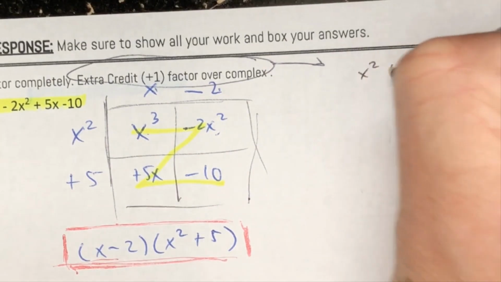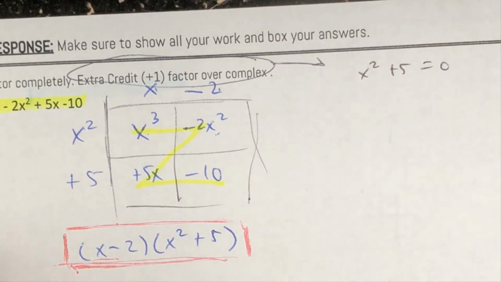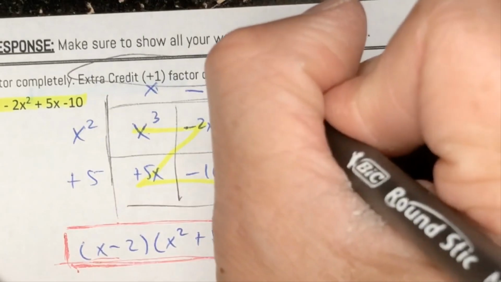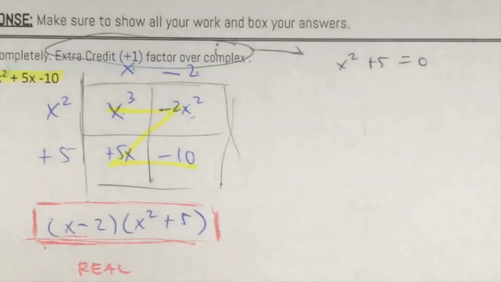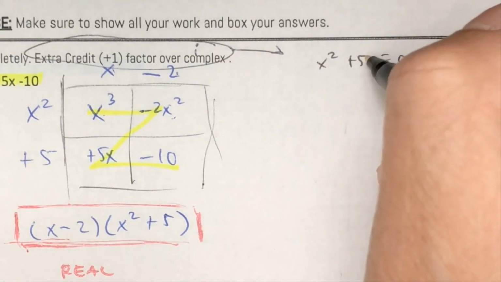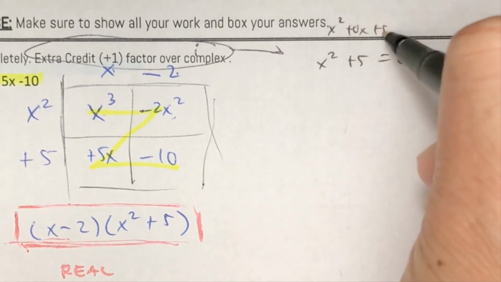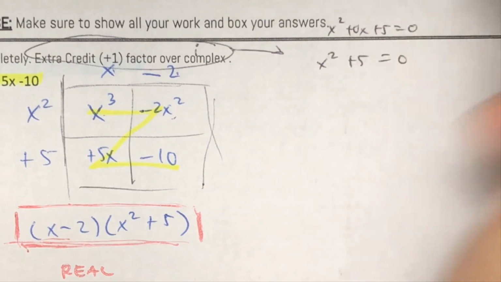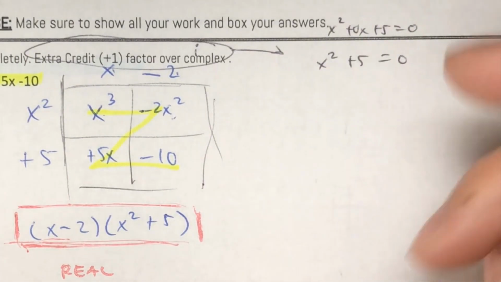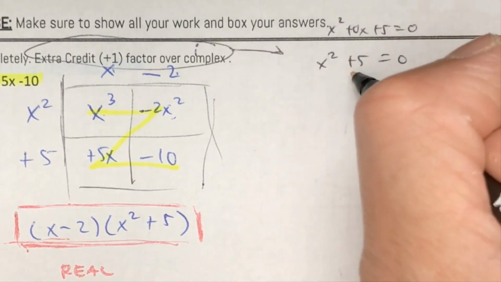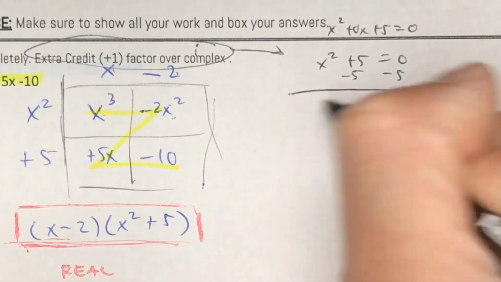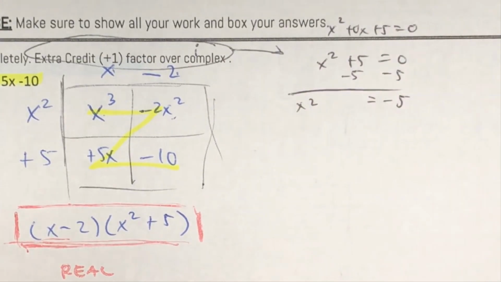So x squared plus 5 equals 0. And complex just basically means you need an i in there. You could use the quadratic formula, a lot of work. x squared plus 0x plus 5 equals 0, and those are a, b, and c, and put it into the quadratic formula. Or you should just recognize this is a square root problem, so subtract 5, x squared equals negative 5.